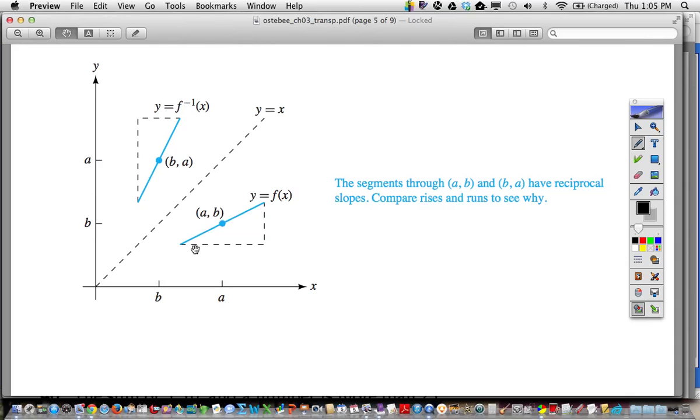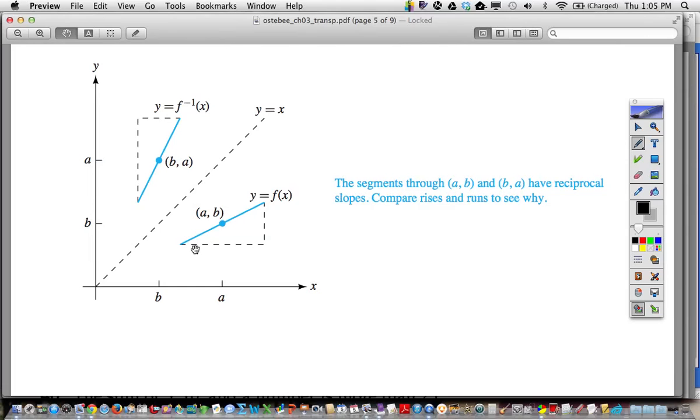Well, let's think about it. The rise is the y, and the run is the x. If we're interchanging the y's and the x's, isn't that just interchanging the rise and the run? So the rise over the run on this one is the run over the rise, or reciprocal, right? With inverse functions, if all you're doing is interchanging the x and the y values, then that ought to be the reciprocal as far as slope. Not negative reciprocal, but reciprocal. Both of these are positive slopes, aren't they? It looks like they should be reciprocal.